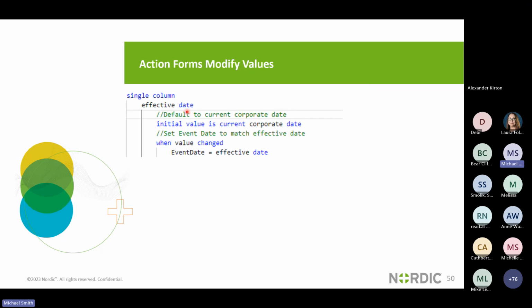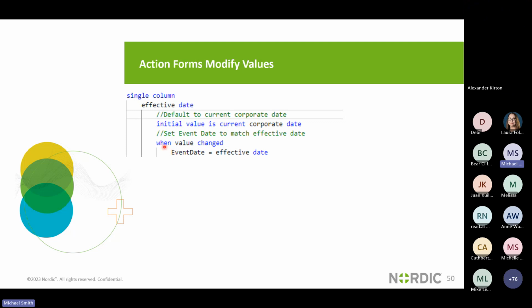So really pretty simple on the existing action form. What was in here was just single column effective date. I added in the initial value: I use current corporate date. If you have that set on your tenant, you could also just use current system date. If you're all in one time zone, probably doesn't matter, but system date will be based on UTC. So if you're doing it late in the day, it could populate with tomorrow, right? So it's probably best to use the corporate date.